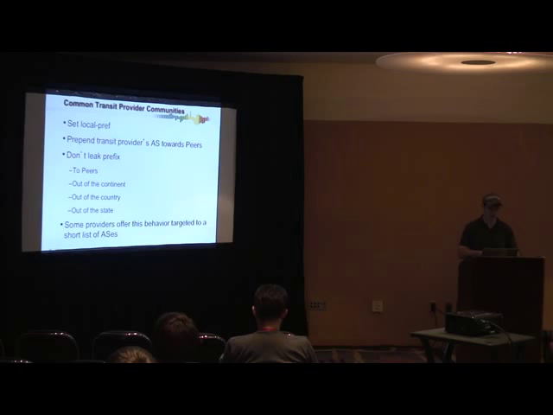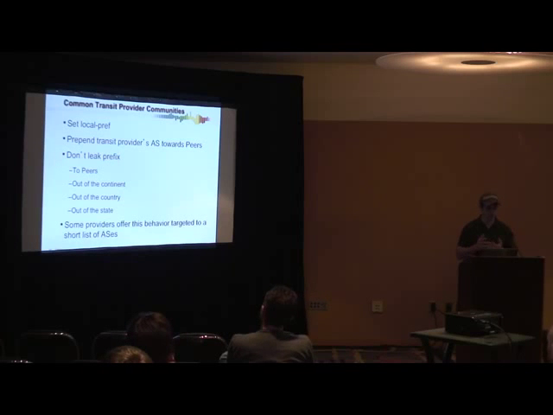Some of the common transit provider communities: often transit providers will offer a community to set local preference. They'll offer a community to prepend the transit provider's AS towards peers. They'll advertise route containment communities. For example, don't send it to peers, don't leak it out of the continent, don't leak it out of the country, don't leak it out of a particular region, don't leak it out of a particular state.